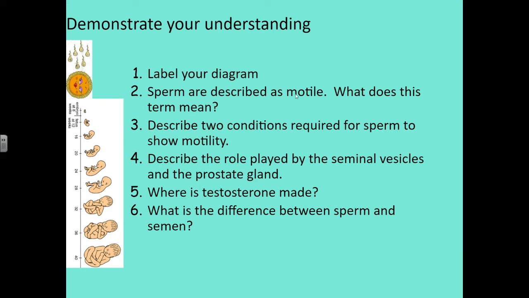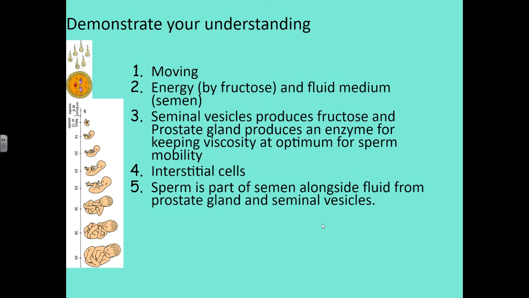Sperm are described as motile. What does that mean? 2 conditions required for sperm to show motility. So what is it that allows them to be motile? Describe the role played by the seminal vesicles and prostate gland. Remember, in the course, we don't need to know them individually, it's just the overall function. Where is testosterone made? What's the difference between sperm and semen?